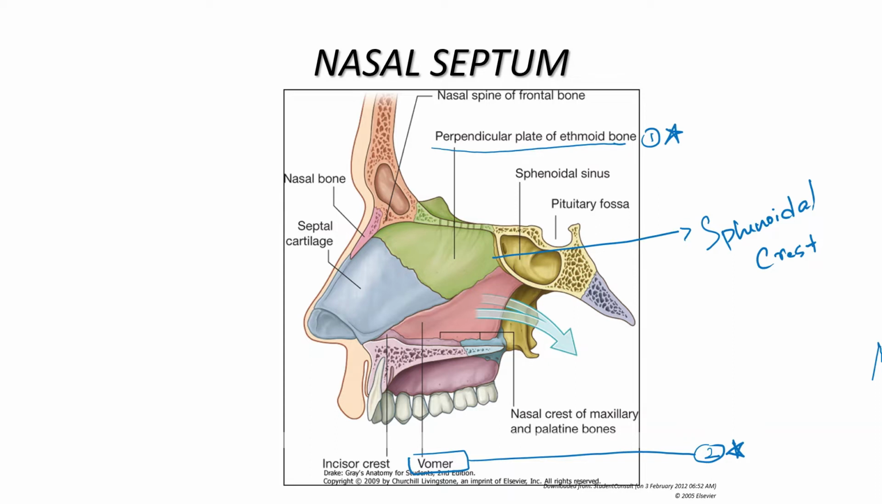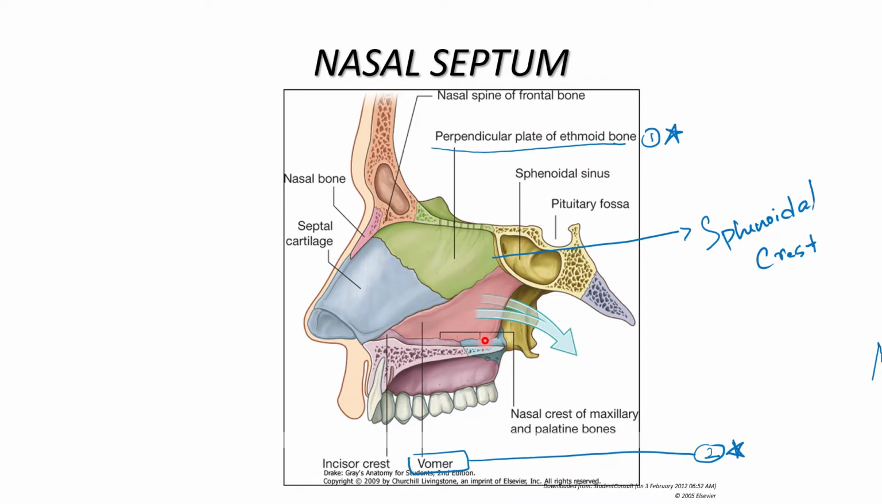Moving on to the second principal bone, that is the vomer. This vomer articulates above with the perpendicular plate of the ethmoid, as seen here. In the lower part, it meets the septal cartilage. Behind, the posterior margin of this vomer is free, as we can see here. In the lower margin, the vomer articulates with the nasal crest of the maxilla as well as the palatine bone, as seen here. So this is about the vomer.